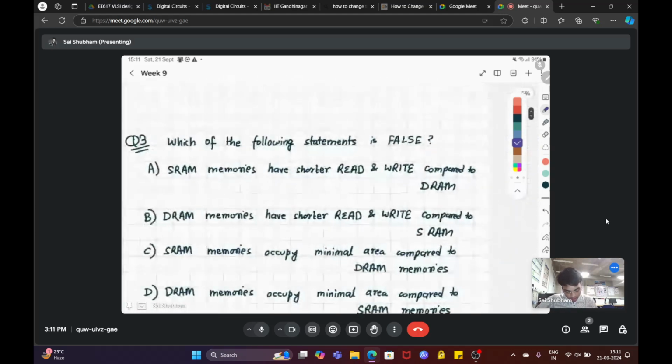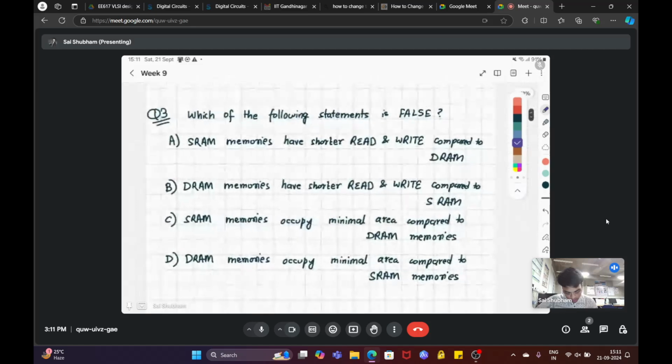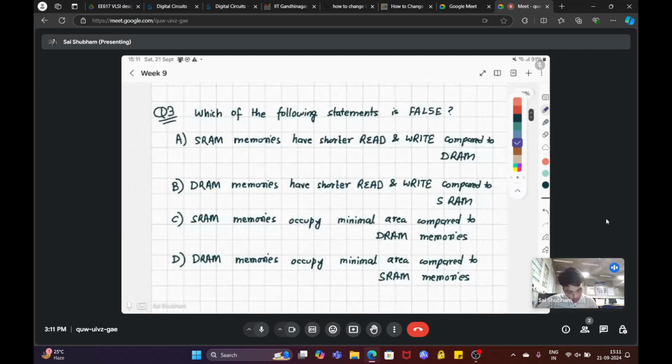So the next question: which of the following statements is false? SRAM memories have shorter read and write times compared to DRAM. DRAM memories have shorter read and write times compared to SRAM. SRAM memories occupy minimum area compared to DRAM memories. DRAM memories occupy minimum area compared to SRAM memories.